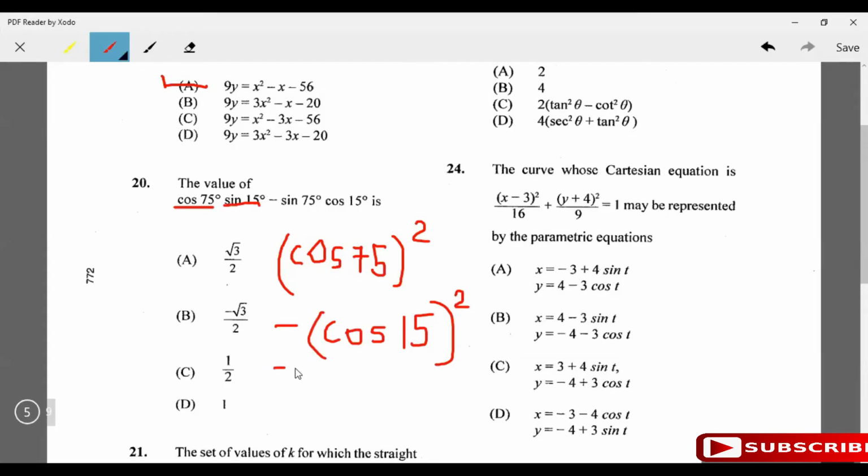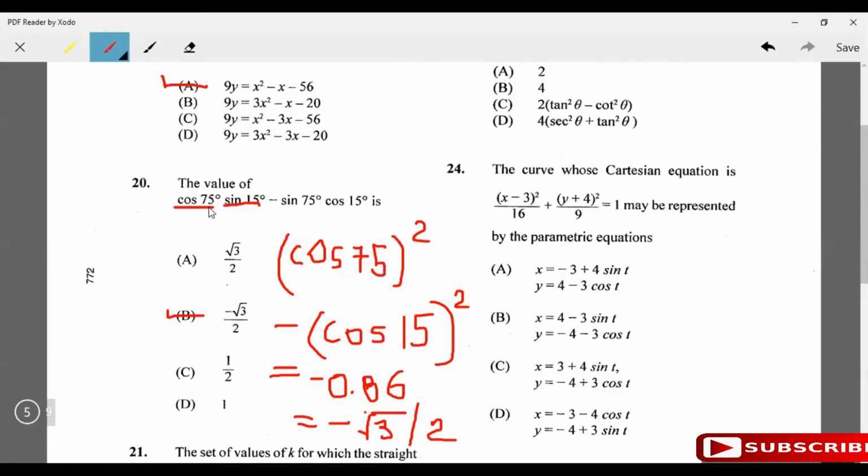So all we have to do is put this in our calculator. When you put it in your calculator, you're going to get minus 0.86. And that is minus root 3 over 2. Minus root 3 over 2. Easy, soft, the capital T. So that's all we had to do for that question.